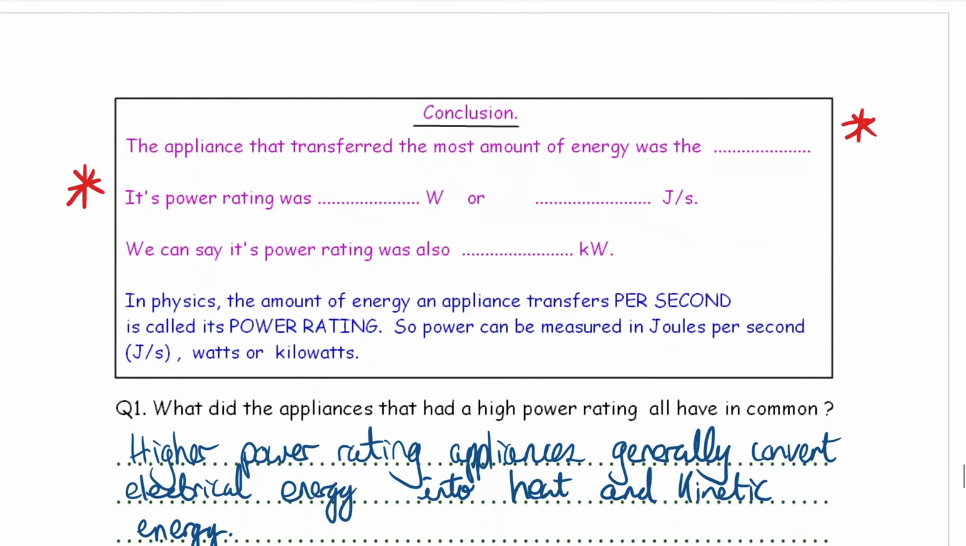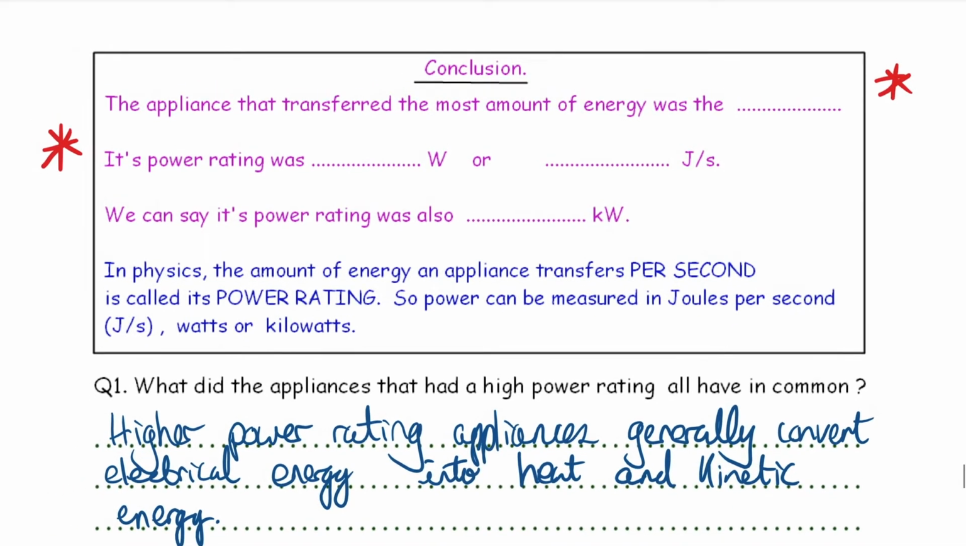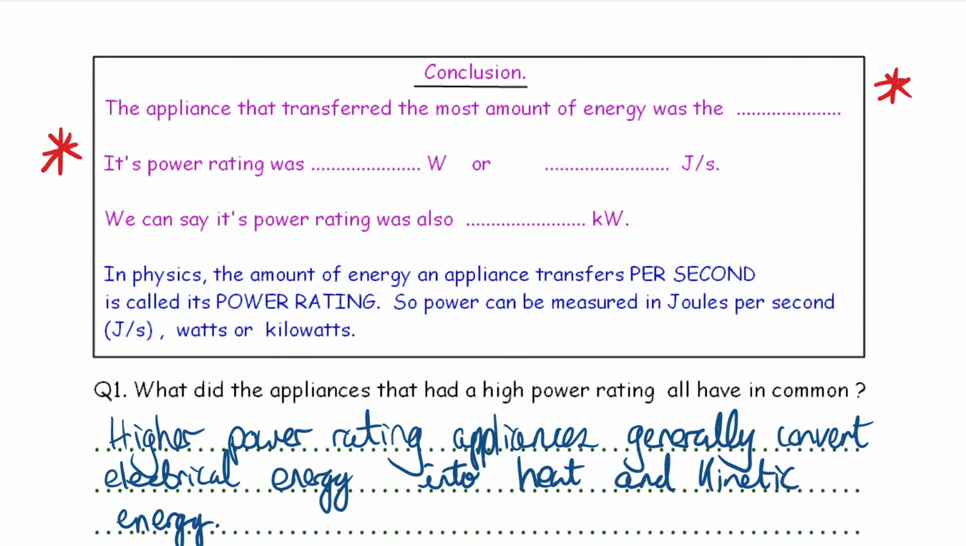Now the conclusion is for you to do, but I will read through and give you a helping hand. The appliance that transferred the most amount of energy was the kettle. Its power rating was 3000 watts, or 3000 joules per second. We can say its power rating was also, I'll let you do that. You've got to convert 3000 watts into kilowatts, and you put that answer in there. Question 1 underneath.